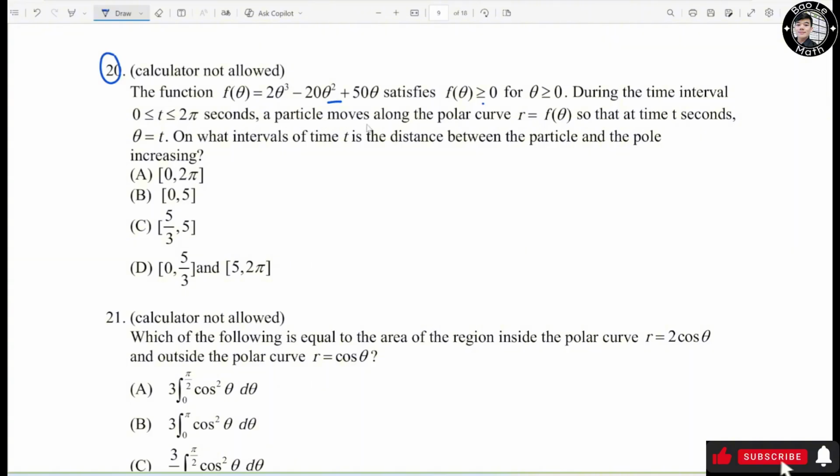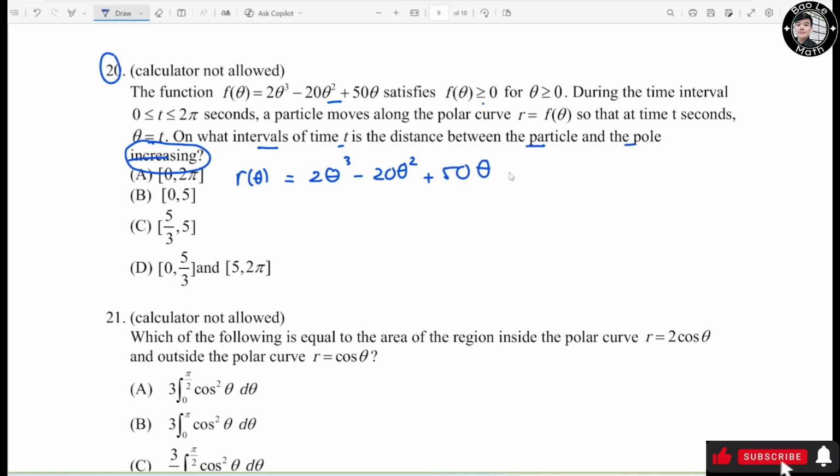A particle moves along the polar curve r equals f of theta, so that at time t seconds, theta equals t. On what intervals of time t is the distance between the particle and the pole increasing? So when it comes to increasing or decreasing, we're going to take the first derivative, right? We have r of theta equals theta cubed minus 20 theta squared plus 50 theta, right?